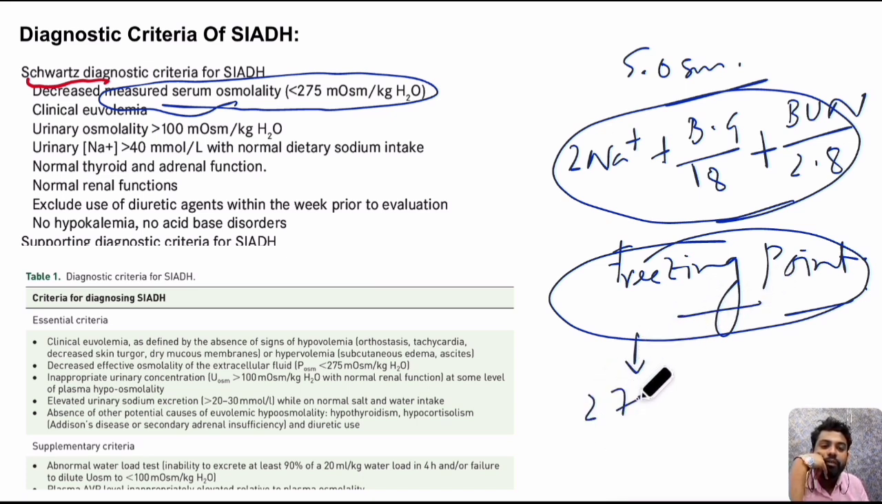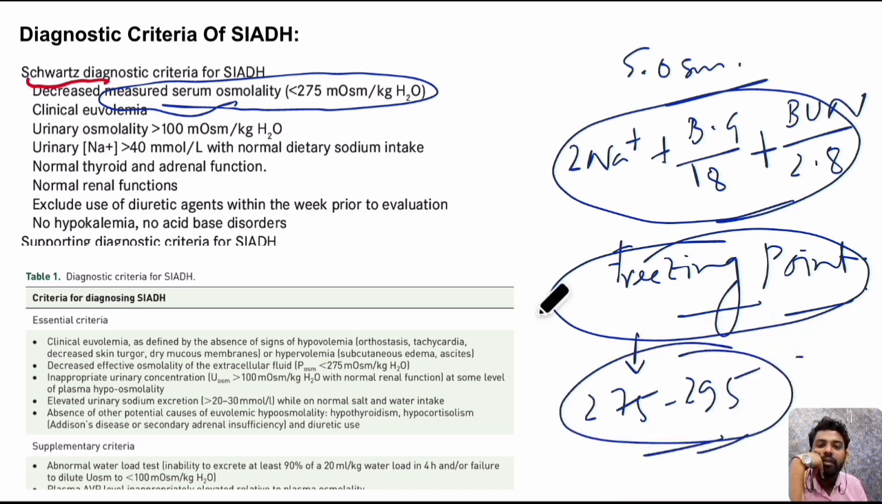So normal value is 275 to 295. It may vary. Okay, right? So less than 275, they have taken these criteria as decreased measured serum osmolarity. Clinical euvolemia, urine osmolarity more than 100, and units are important. And urinary sodium more than 40, though in lab we take 20 milliequivalents per liter. Normal thyroid and adrenal function, normal renal function, exclude use of diuretic agents, no hypokalemia, no acid-base disorders.